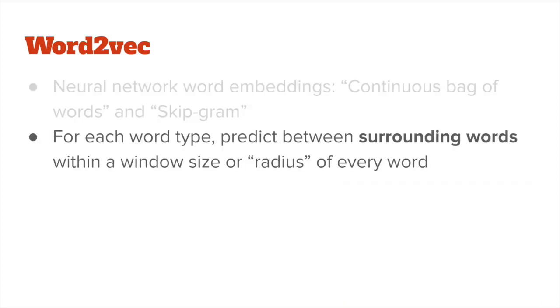So in the continuous bag of words and skipgram models, we either try to predict the probability of a word given a context, or to predict the probability of a context given a word. How do we do that? Well, we do that within a particular window size or radius of each word, which is basically a hyperparameter that we define ourselves up front.